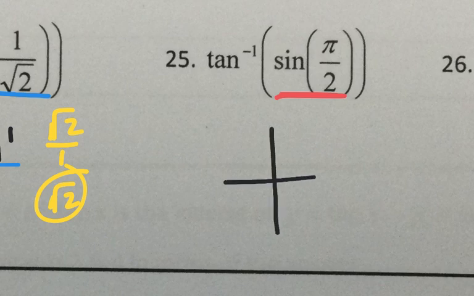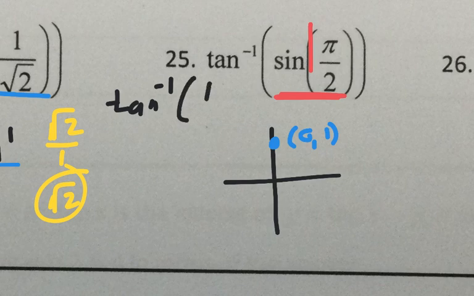So let's go. Sine of pi over 2, that's going to put me here. This is the ordered pair 0, 1. I know sine is the y value. So at this point, what is my y value? 1. So what I've got underlined in red, the answer there is 1. Now it's asking me to find what is the inverse tangent of 1. Well, I'm going to write this as a ratio because tangent is the opposite over adjacent. So I'm going to write that as inverse tangent of 1 over 1. Does everybody follow?